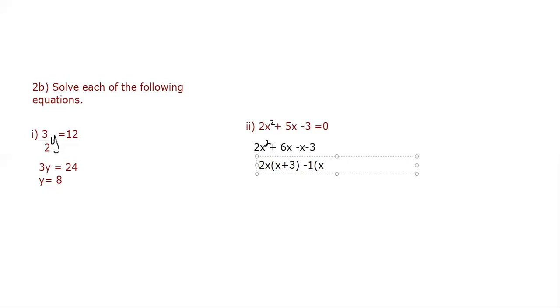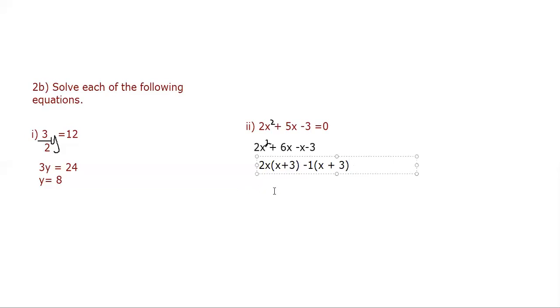Negative 1 into negative 3. This is a tricky one. When you're dividing a negative by a negative, or multiplying a negative by a negative, you get a positive. So therefore, negative 1 into negative 3, you get negative, sorry, not negative, positive. That is positive 3. Good.